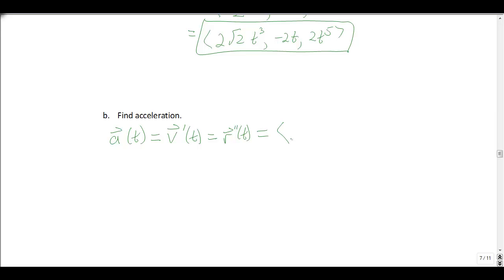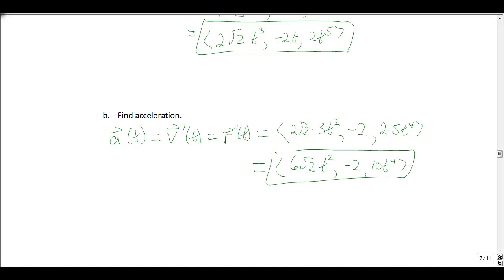Okay, so what we get here is 2 square roots of 2 times the derivative of t cubed, which is 3t squared. Derivative of negative 2t is negative 2. And we get 2 times 5t to the 4th. And so we get our acceleration to be 6 square root of 2 t squared, comma, negative 2, comma, 10t to the 4th. So there's our acceleration.